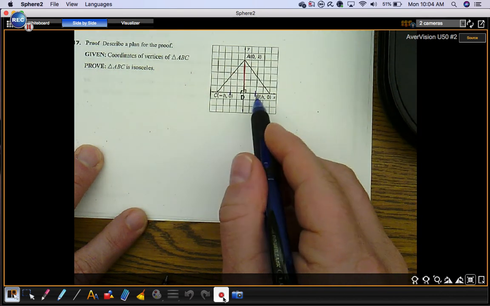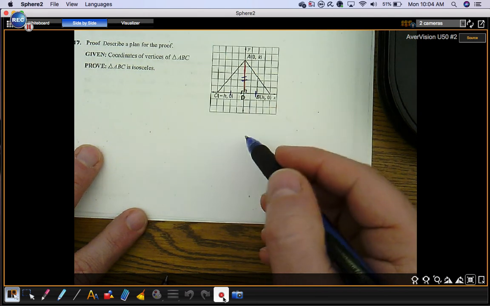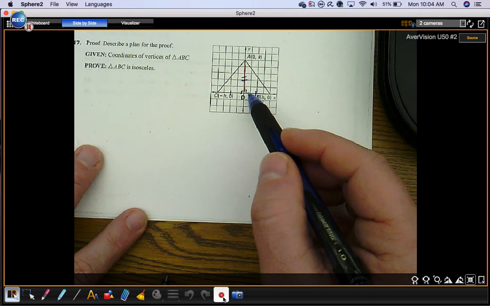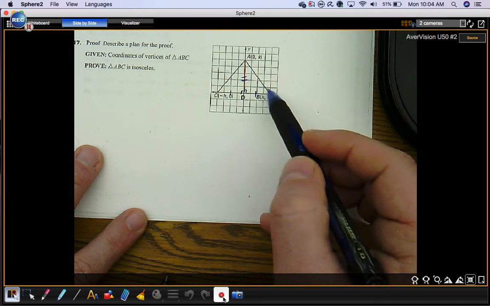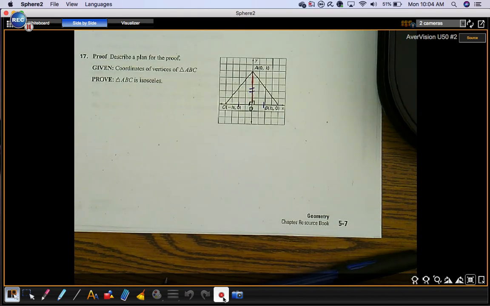notice how I have congruent segments here. I have congruent segments here, and I have right angles in between. These two triangles are congruent by side angle side. Well, if they're congruent by side angle side, doesn't that mean that their corresponding parts are congruent too? It does. That's what my plan would be. Now, you are going to need to put that into some type of words on your paper.